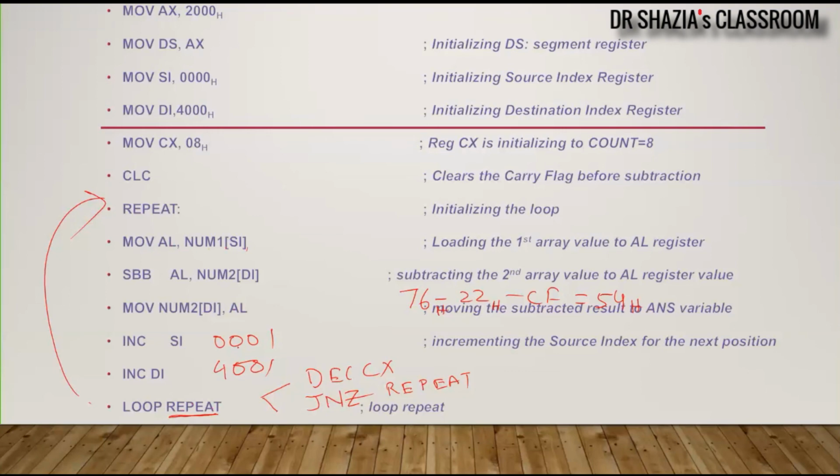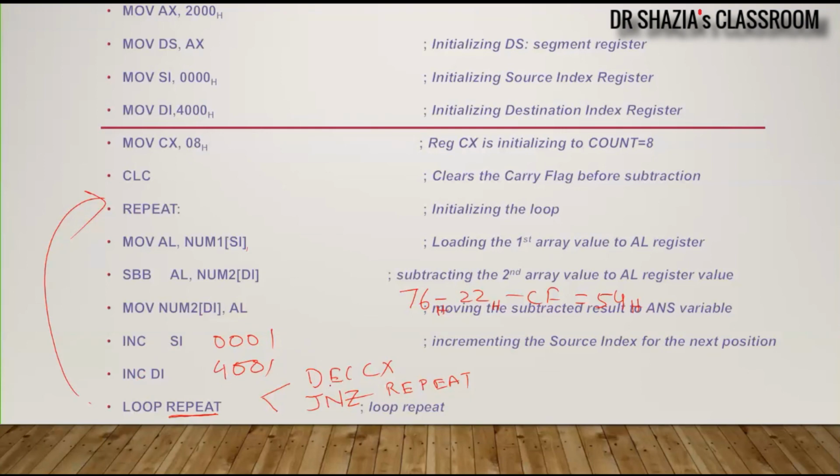Now SI is 0001. So it is pointing to 20,001. It will fetch the data 76. Subtract it with borrow from num2[DI]. DI is 4001. Yes. And it will again store the result in num2[DI], which is 24,001. Increase SI. Now SI will be increased to 0002. Increase DI, which will be increased to 4002.